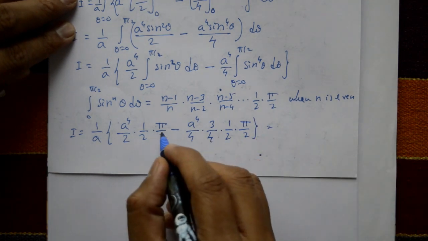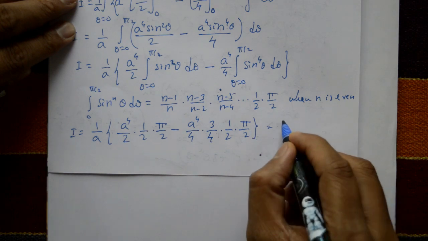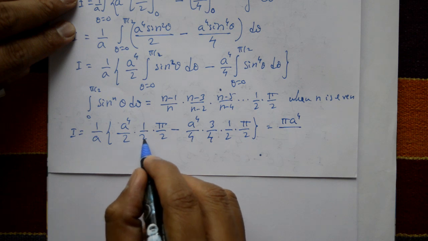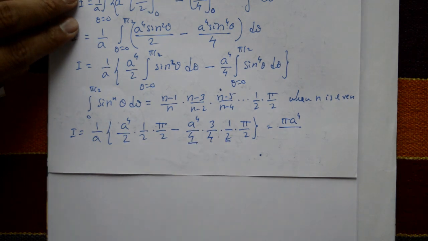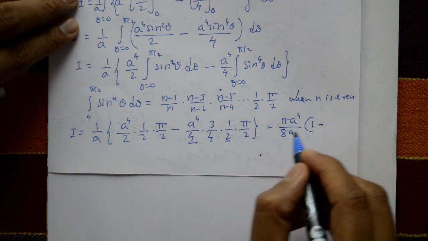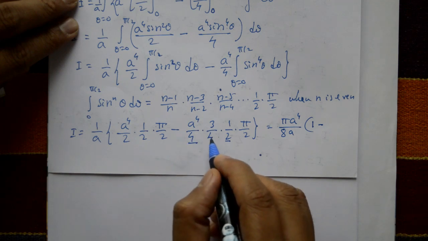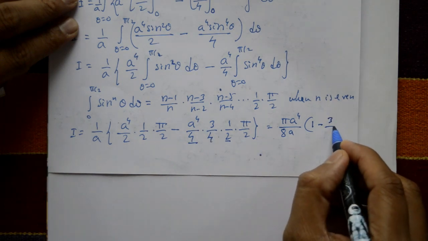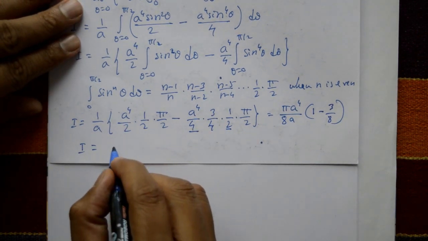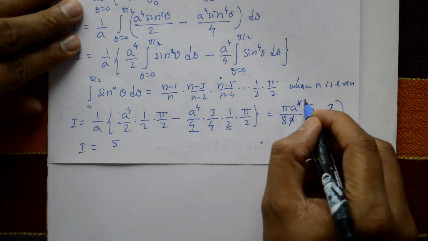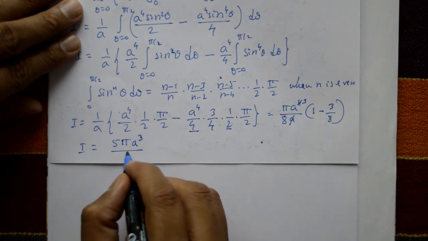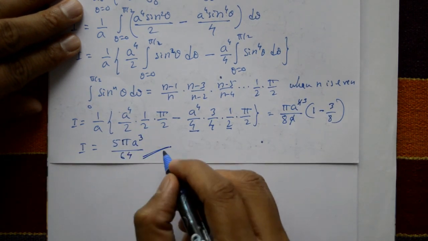Okay, now take pi and a raised to 4 as common, and 2, 4, 8, take 8 outside, so 1 by 8a, inside is 1 minus 3 by 8. And I is equal to, one a cancels, a cube, is 5 pi a cube divided by 64. Now this is the required solution.